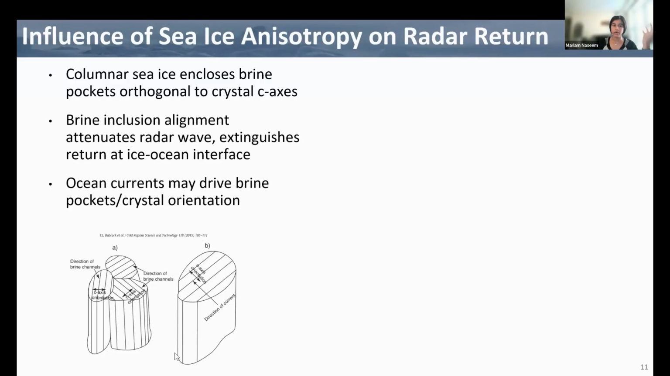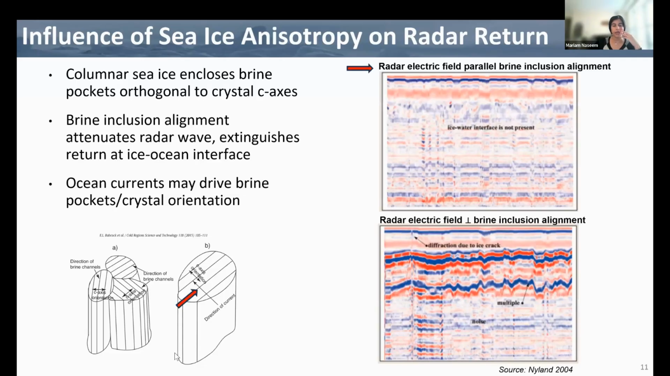It also tells us something about how ocean currents may be driving the alignment of these brine pockets and crystals. We have some previous work that exists in the literature where scans done in one direction, parallel to the brine inclusion alignment, tend to extinguish the ice-ocean interface we're interested in. Whereas scans done perpendicular to that inclusion alignment, you begin to see the interface again. So there's a bit of directionality: how you do the radar scan relative to the sea ice structure and where it's trapping salty water will affect the returns for the ice-ocean interface detection we're interested in.